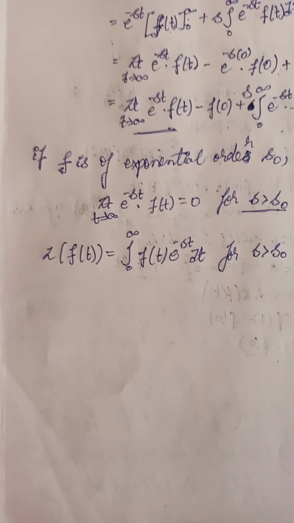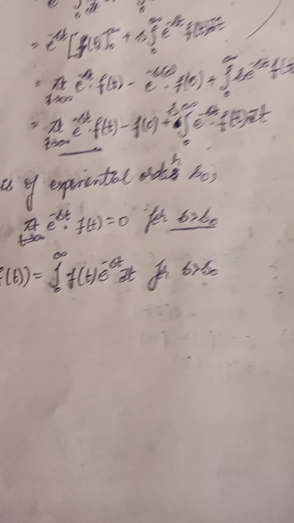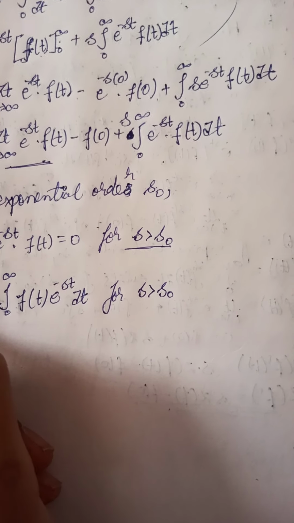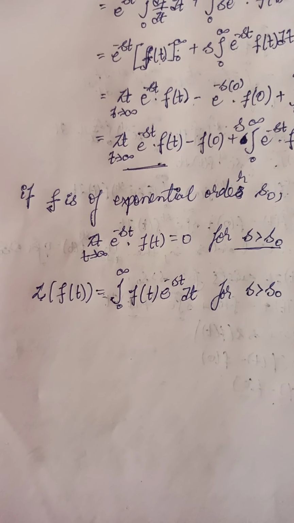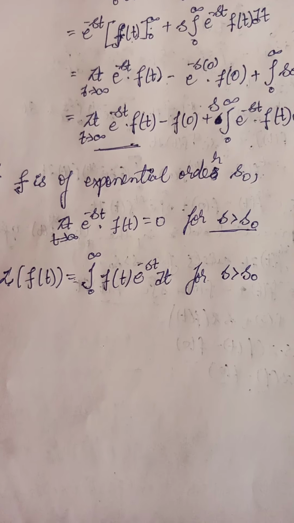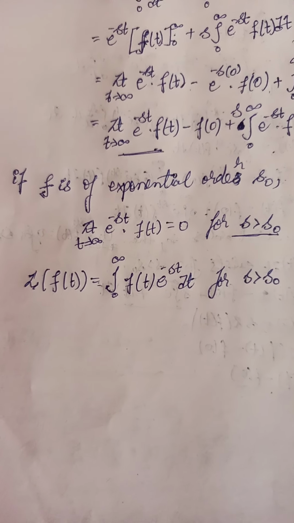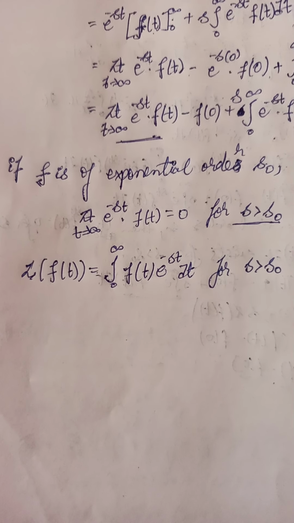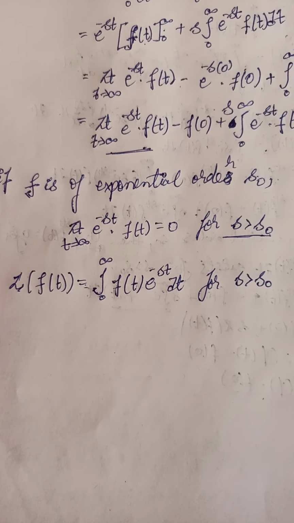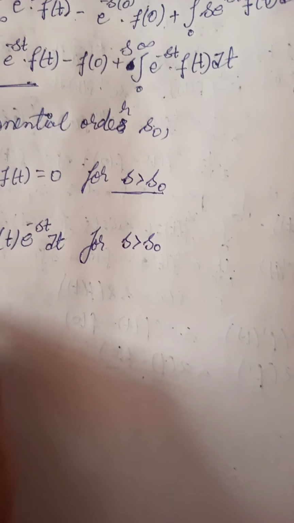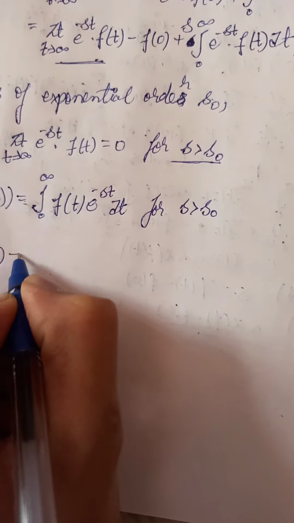So this condition is very important, both for the first formula, the Laplace of any function f of t that we defined and used to find the Laplace of f dash, and also for the existence of the limit t tends to infinity e power minus st into f of t, which for this condition turns out to be 0.